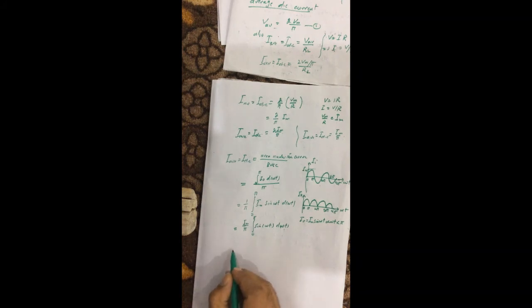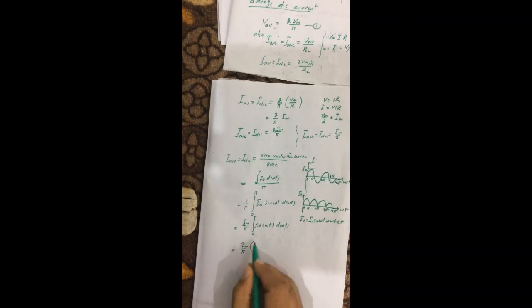Now this is equal to Im over pi. If integrated, we get minus cos omega t, integral from 0 to pi. If I put the limit and solve it, from this we get the value 2. So we have 2 Im over pi. This is the average current, the DC current.